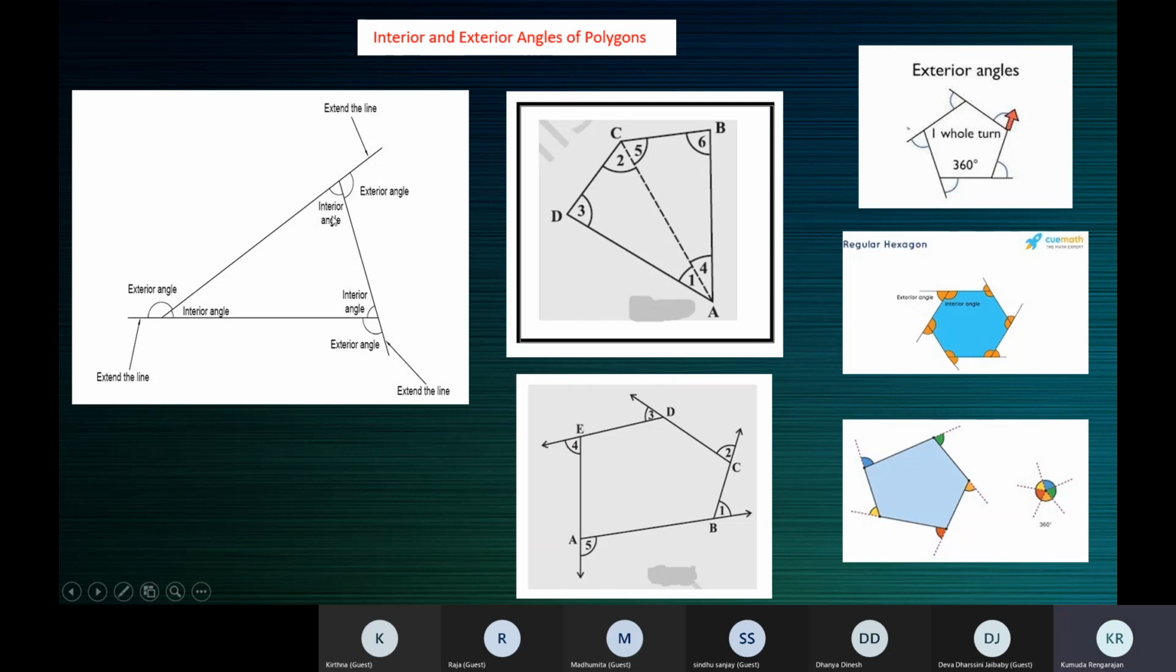So if the interior angle is 70 degrees, the exterior angle will have the remaining, 180 minus 70, 110. Their sum should always be 180. When you add the interior angle and exterior angle, the sum should always be 180. So if this is 70, then this should be 110. Only then does 110 plus 70 make 180.